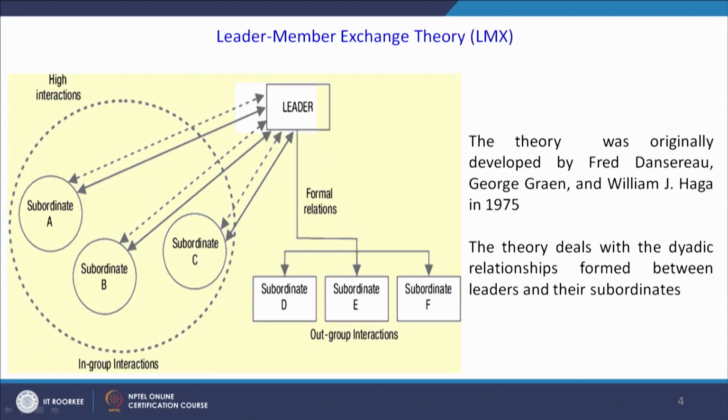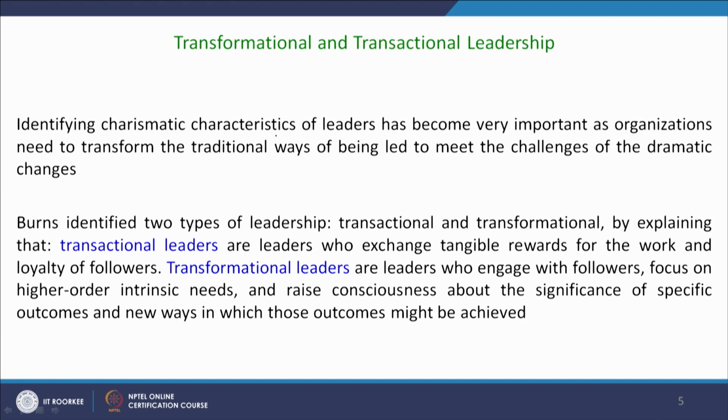So, in the diagram also we will see a leader has a dyadic relationship with subordinate A, that means leader and A, then leader B and leader C, it is one to one. So, this is how the significance of in group and out group, or the applicability or suitability of in group and out group, can be understood based on this LMX theory, right. Next comes transformational and transactional leadership style.